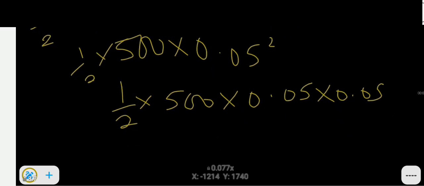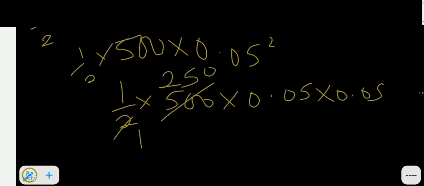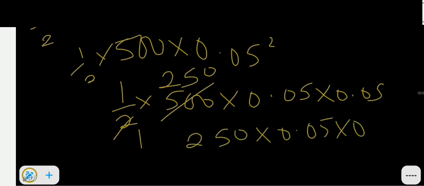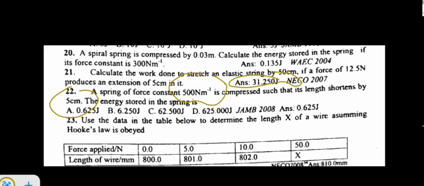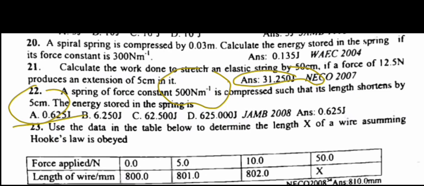Then from here, 2 in 500 is 250. So you have 250 times... then just multiply all this to get your answer. If you multiply this, you're going to get 0.625 joules. That's option A.